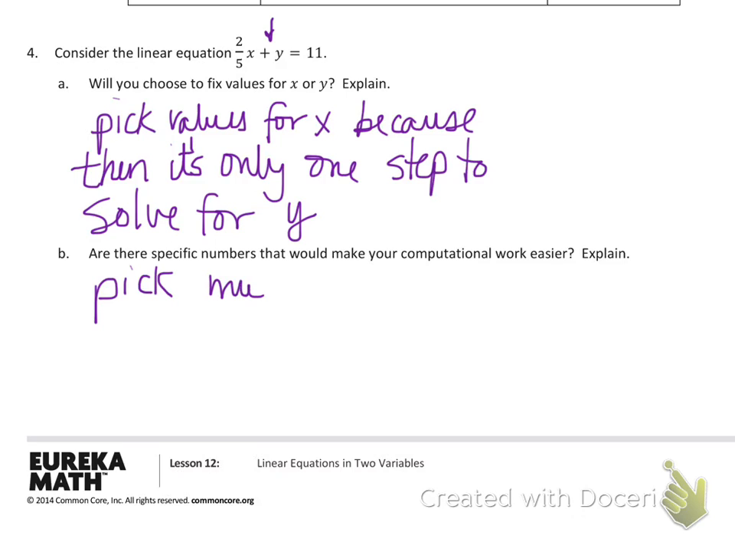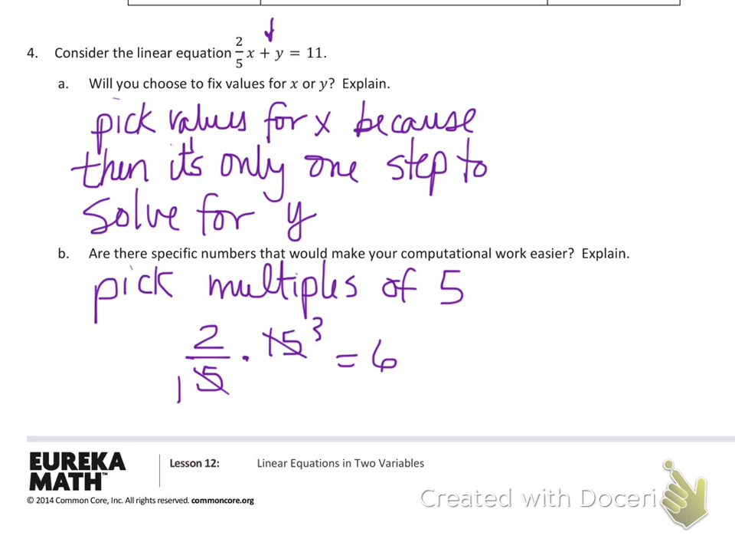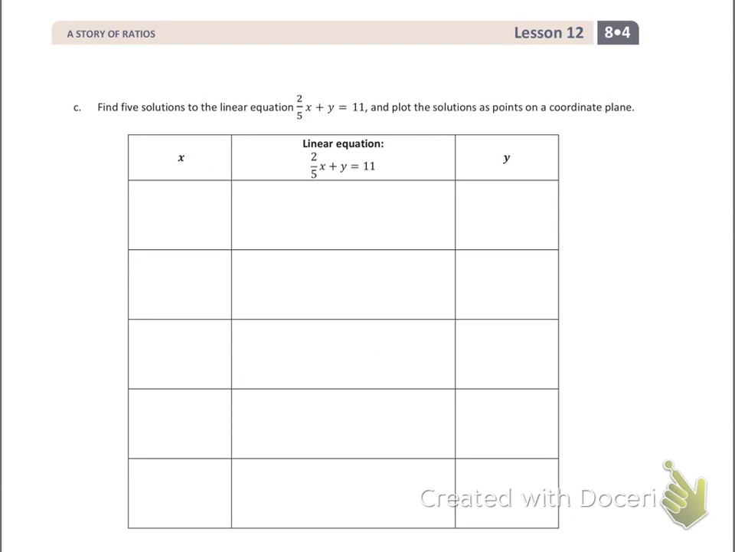So if I pick multiples of 5 for x, then when I multiply by 2/5, 2/5 times a multiple of 5, like 15, I eliminate the denominator, and my numbers become much easier. So I'm going to pick multiples of 5 for x to make this simpler. I could do something else, of course, but it makes my life more difficult. So let's pick some multiples of 5 for x.